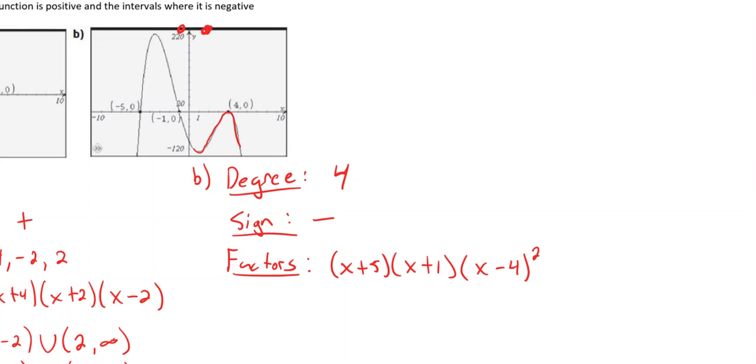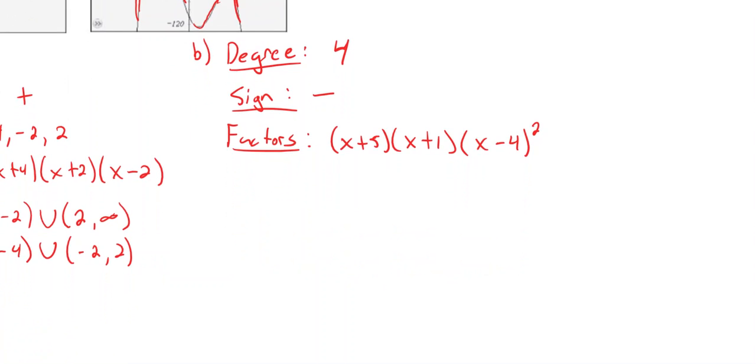This one had a multiplicity of 1 because it goes straight through. Multiplicity of 1, it goes straight through. And then multiplicity of 2 because there was a kickback. If there would have been a squiggle here, like going up, then that would have been a multiplicity of 3. Okay? Alright, so I'm going to move on.